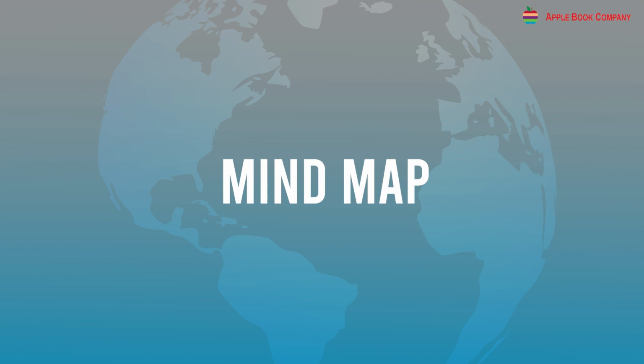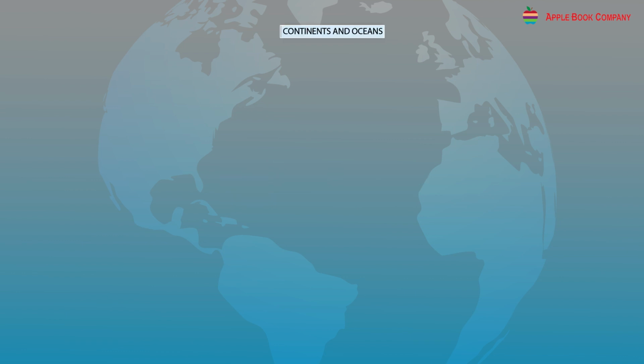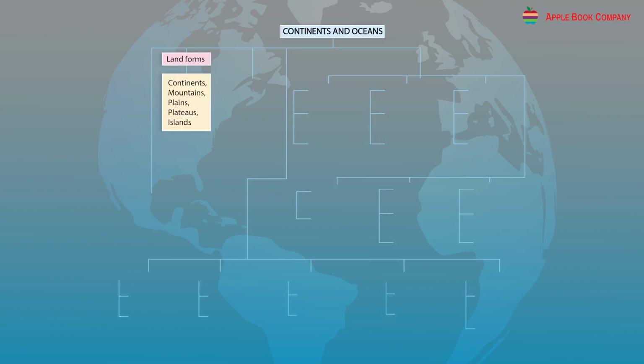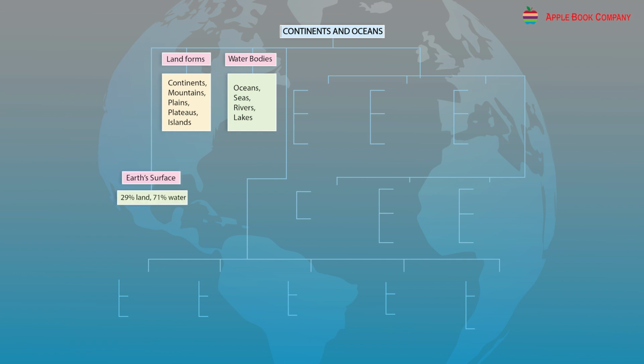Mind map. Continents and oceans. Landforms: continents, mountains, plains, plateaus, islands. Water bodies: oceans, seas, rivers, lakes. Earth's surface: 29% land and 71% water.